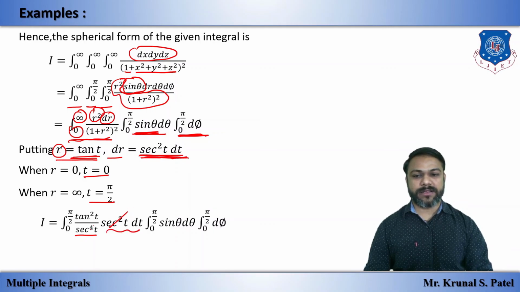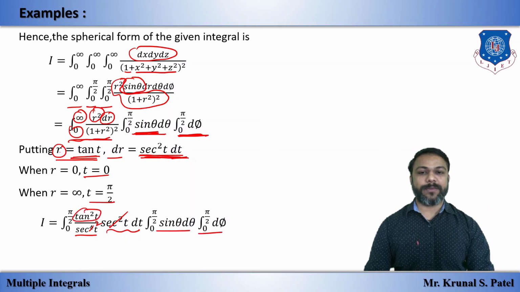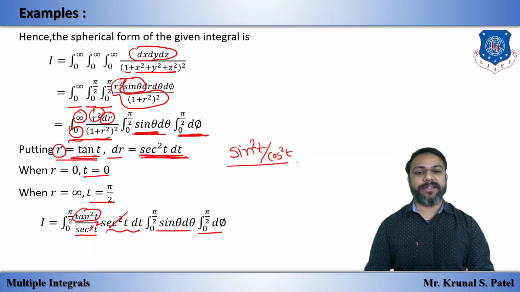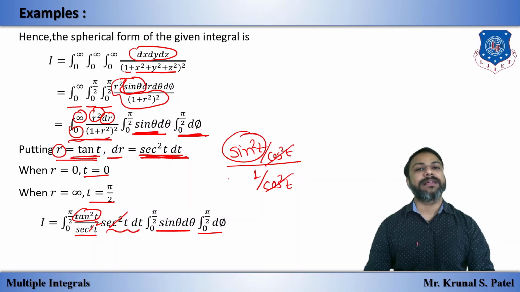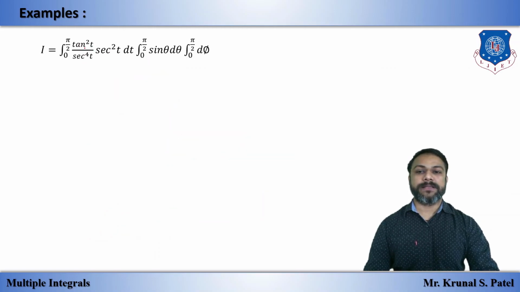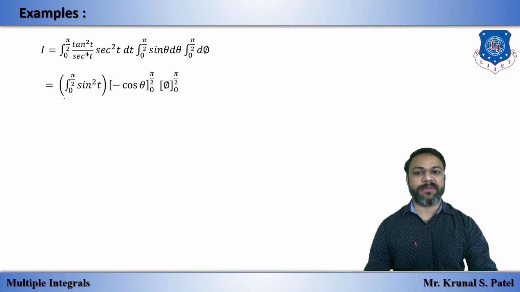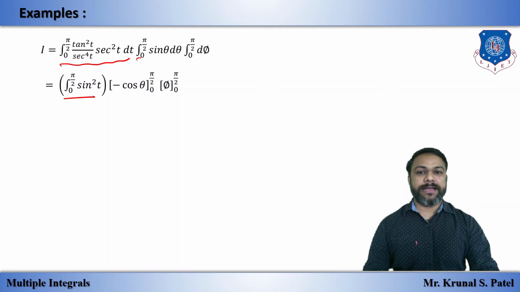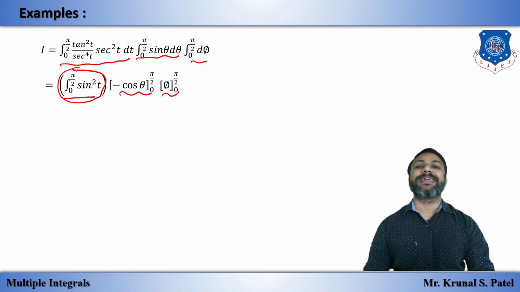Now by cancelling, sec square remains in the denominator, and we integrate. We know that tan square t means sine square t by cos square t, and in the same way sec square t means 1 by cos square t, so we can cancel out the cos square. We have remaining sin square t. So we have the same first term, and after simplifying, the first integral becomes this. The integral of sine is minus cos theta, and of 1 is phi, upper minus lower. For the integration of sin square t we can directly use the reduction formula, as we have seen, n minus 1 upon n.